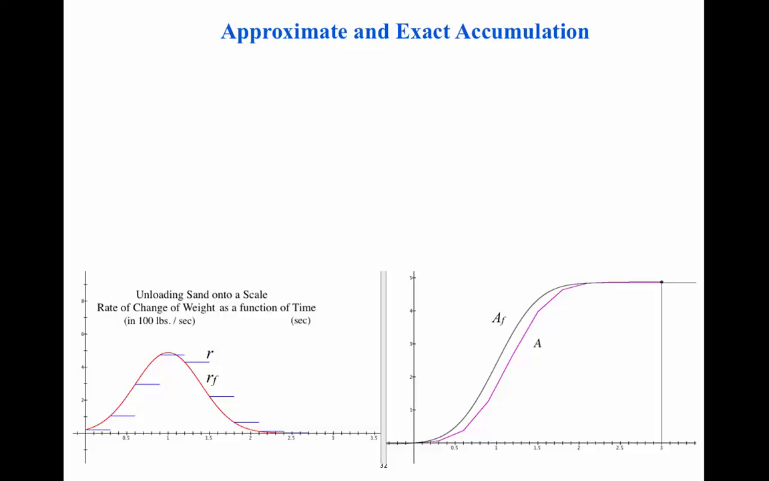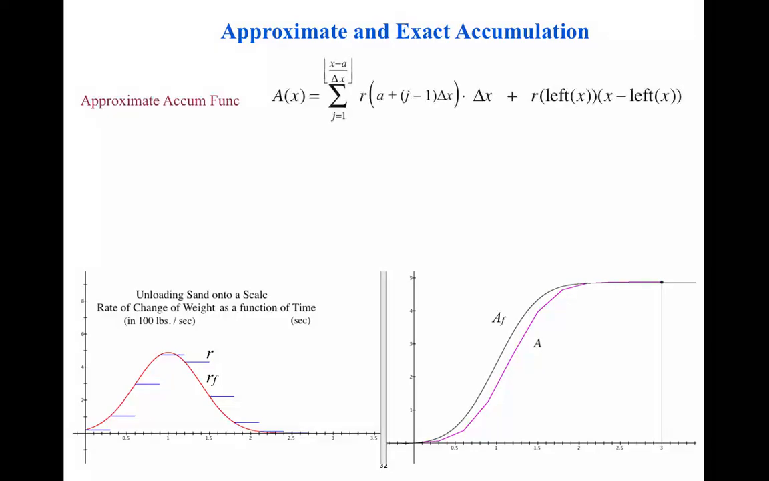Which function comes first? Exact rate of change. You know how much a quantity is changing at every moment. You want to know exact accumulation, how much you have at every moment. So we know that we first build the approximate rate function, and then we build the approximate accumulation function, and then we make the interval small, and we've got the exact accumulation function. So here's the approximate accumulation function that we built.